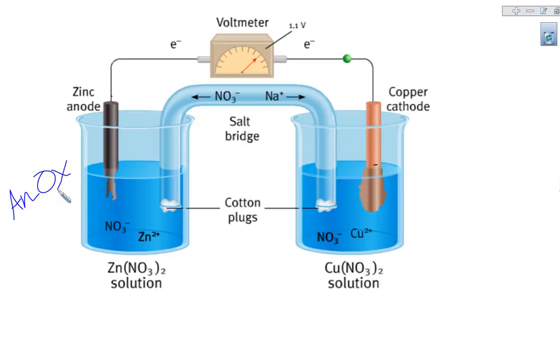The anode has the oxidation half reaction. The oxidation half reaction looked like this. It was the zinc solid forming the zinc plus 2 and 2 electrons. This was the zinc aqueous, the ion. All right, so here's how you set up your anode.